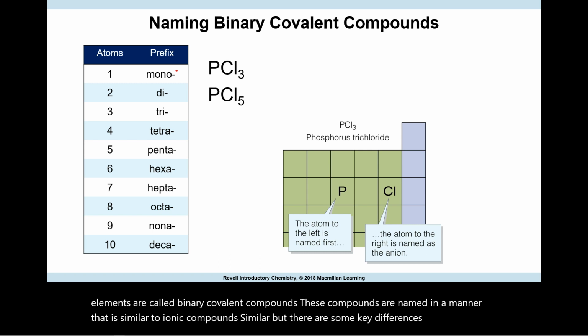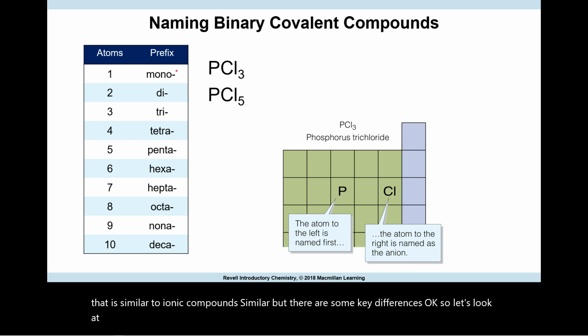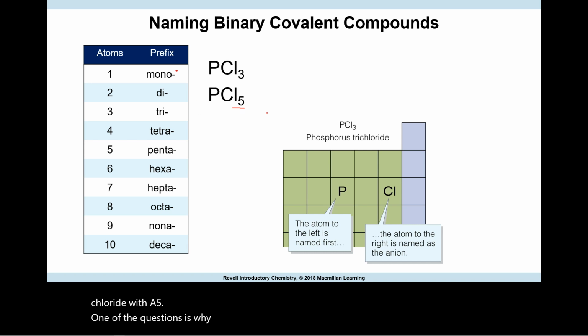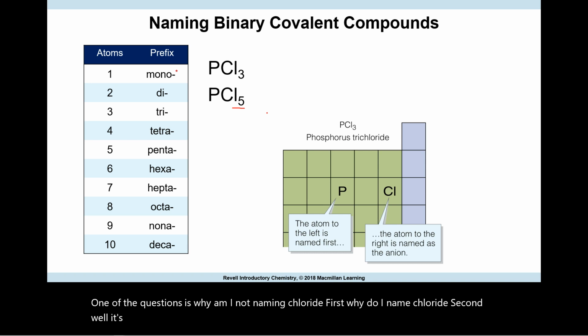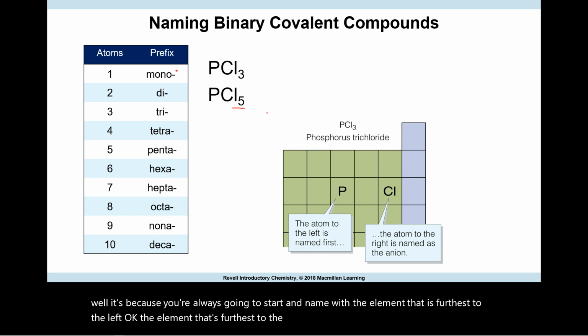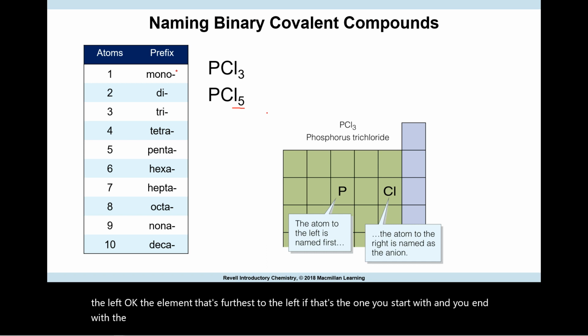So let's look at lead chloride and lead chloride basically. I have lead chloride with a 3 and lead chloride with a 5. One of the questions is, why am I not naming chloride first? Why do I name chloride second? Well, it's because you're always going to start the name with the element that is furthest to the left. That's the one you start with, and you end with the element that's furthest to the right.